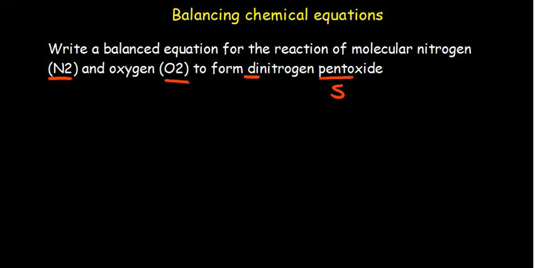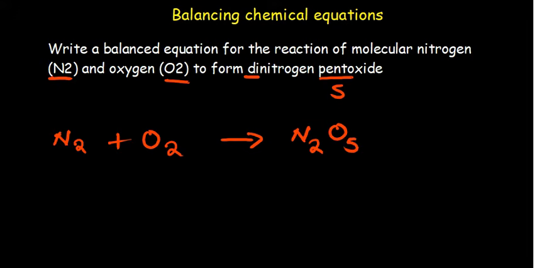So write a balanced chemical reaction for molecular nitrogen and oxygen to form, so what forms is the product, dinitrogen pentoxide. Di means 2, so N2, pent means 5, so oxygen subscript 5. So that's what dinitrogen pentoxide is. Okay, now we need to balance this equation.